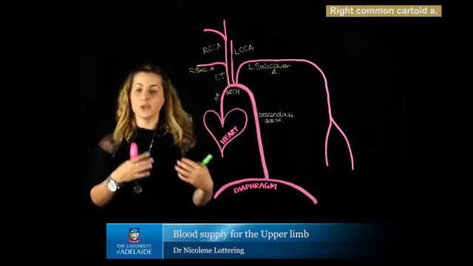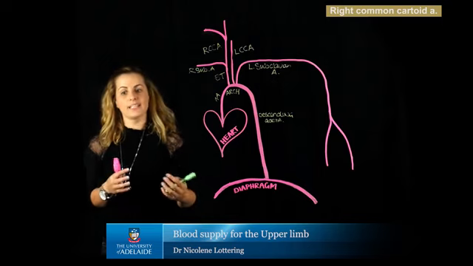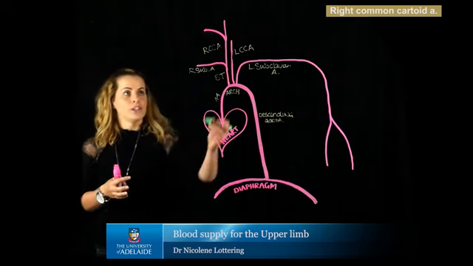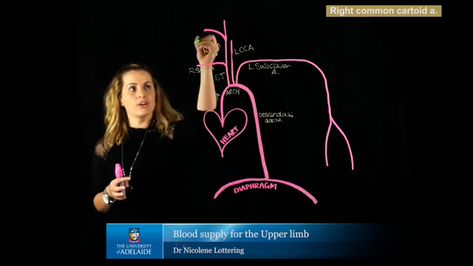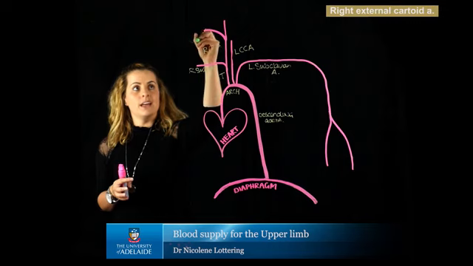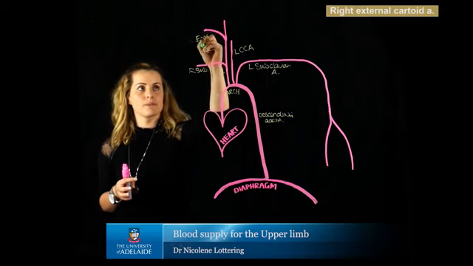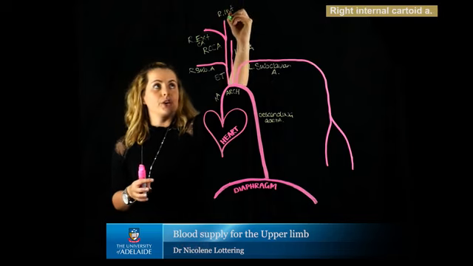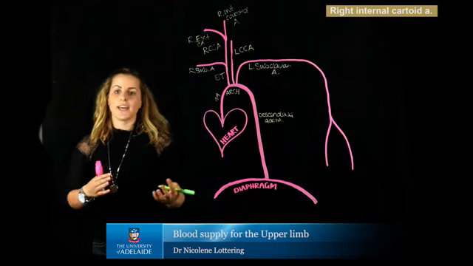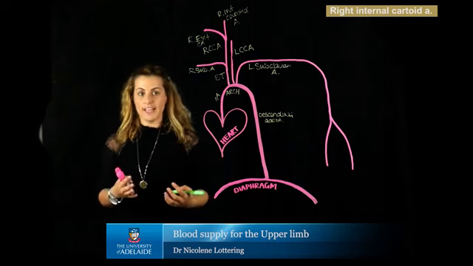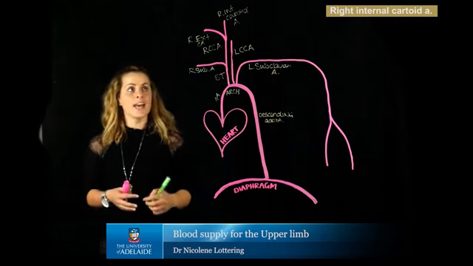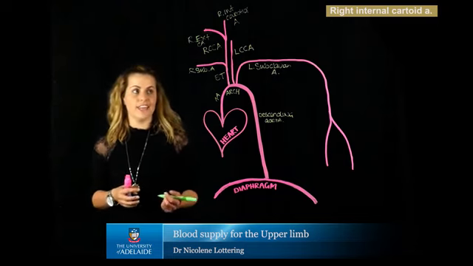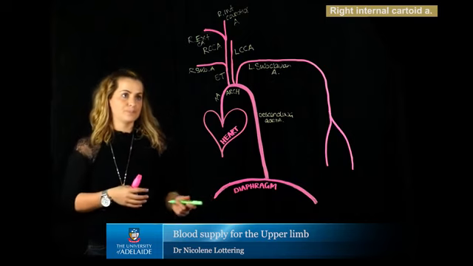Whenever you hear the term common, it generally means that a vessel is going to split into an internal and an external artery. So you can see up here, our right common carotid artery will split into the right external carotid artery, and it's also going to split into the right internal carotid artery. Remembering that the external carotid artery is going to supply the face as well as the superficial muscles of the scalp, and the internal carotid arteries are then going to supply the brain and the internal structures of the head. And we have the same on the left side.